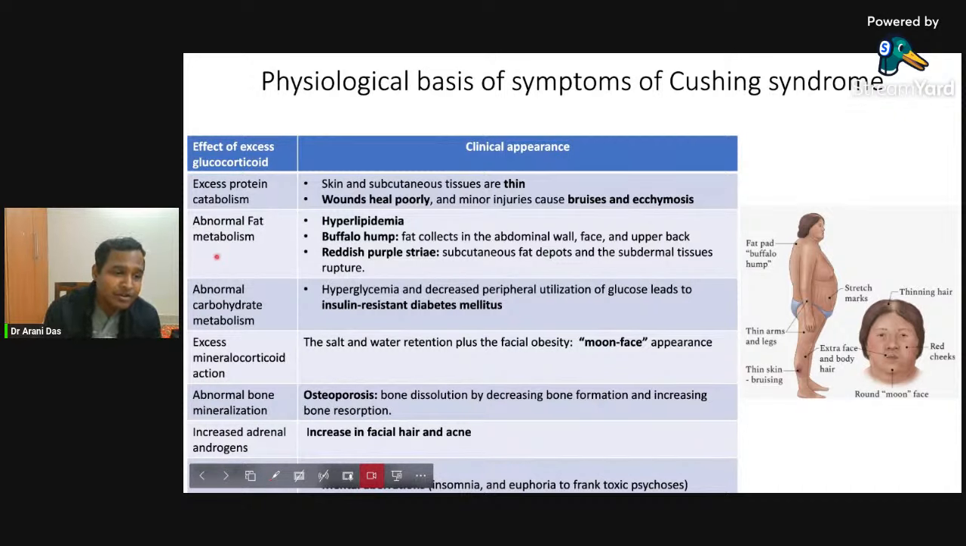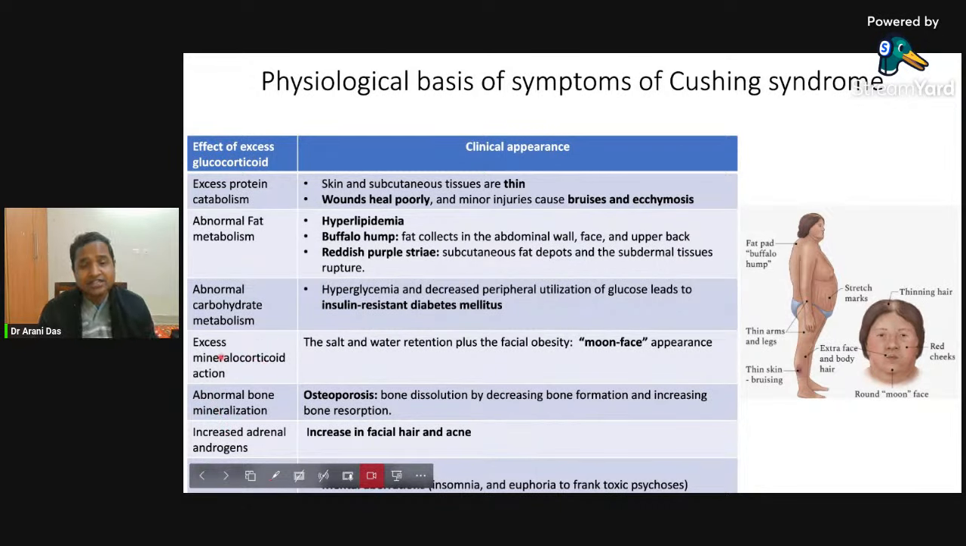Abnormal fat metabolism due to excess glucocorticoid leads to hyperlipidemia and buffalo hump, which is a characteristic deposition of fat at the back. There will also be increased stretch marks because excessive fat deposition in the abdomen leads to rupture of the subdermal tissues, so reddish-purple striae will be there. These terminologies, which are in bold, are characteristic of Cushing syndrome. Abnormal carbohydrate metabolism leads to hyperglycemia, producing insulin resistance and diabetes mellitus.